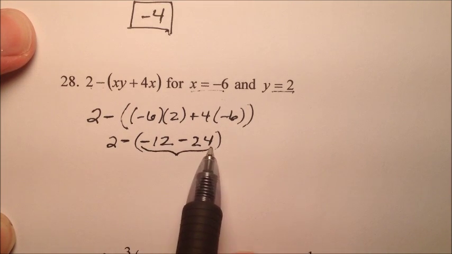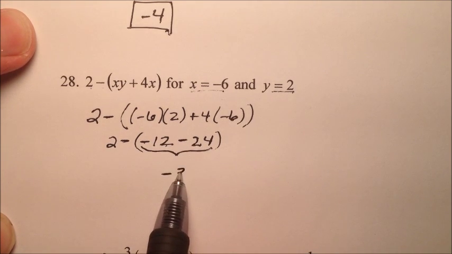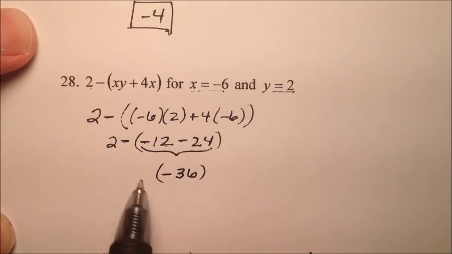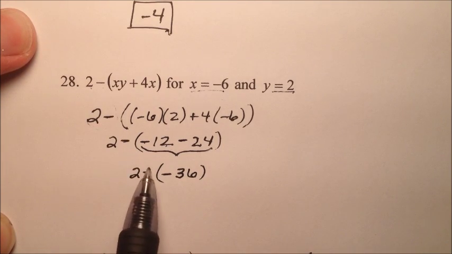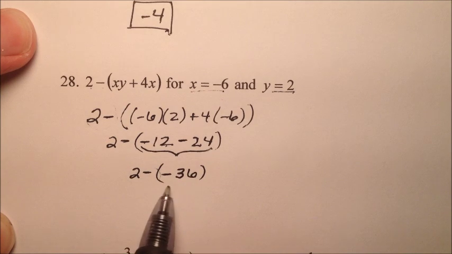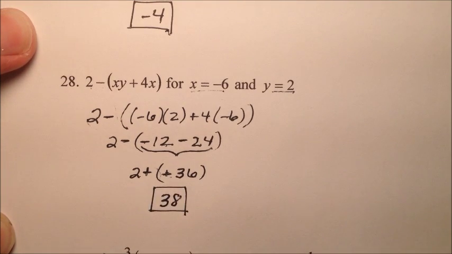So let's go ahead and finish simplifying that. Negative 12 minus 24 is a negative 36, which is in my parentheses there, and it's 2 minus that. Notice this 2 minus just keeps coming along for the ride until we now are going to use him. When we subtract a negative, it's pluses, so 2 plus 36 will be 38. So the answer to 28 is 38.